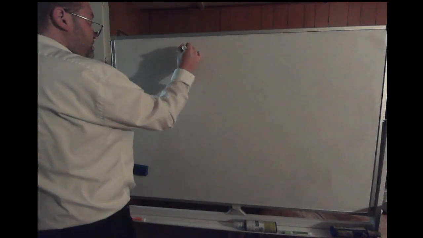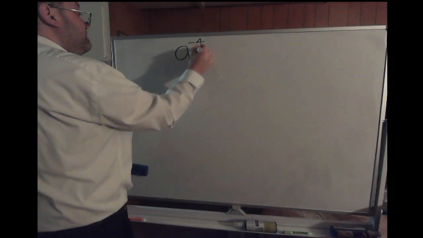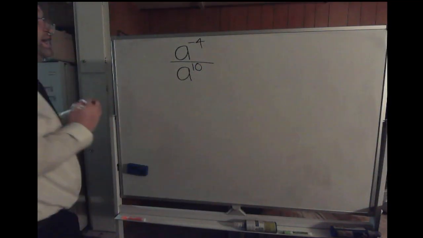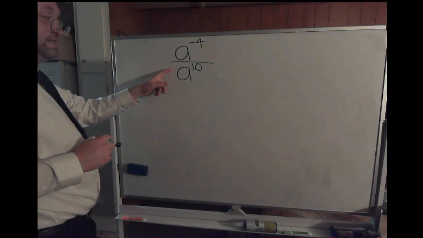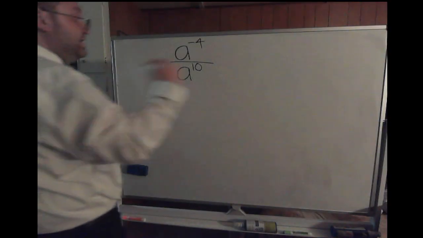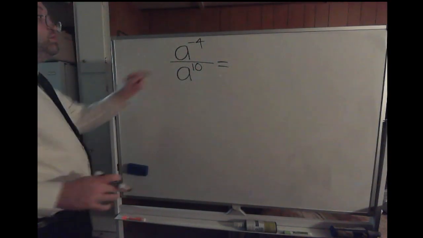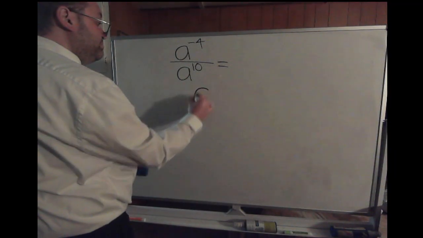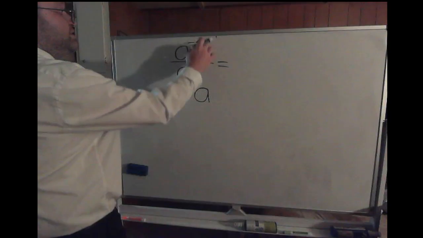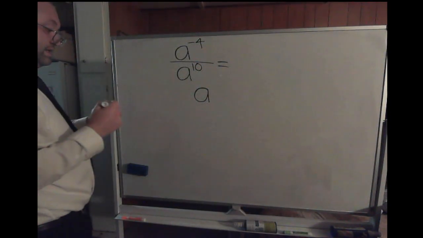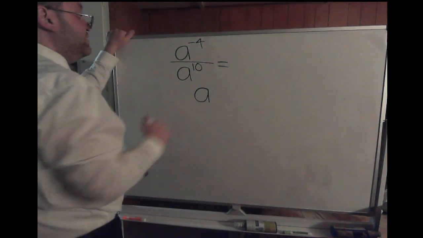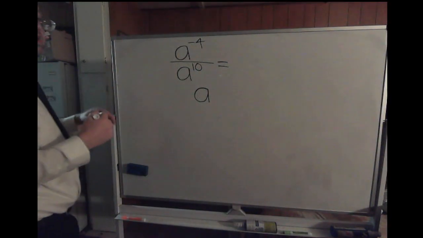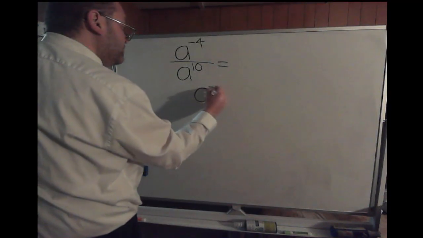Alright, let's see here. We have a to the negative 4th over a to the 10th. So we have a to the negative 4th power over a to the 10th power. Well, once again, if you have the same base to a power divided by the same base to a power, what you're going to do is keep the base, and you take the power in the numerator minus the power in the denominator, okay? So we have a to the negative 4th minus 10. Negative 4 minus 10, that's negative 14.